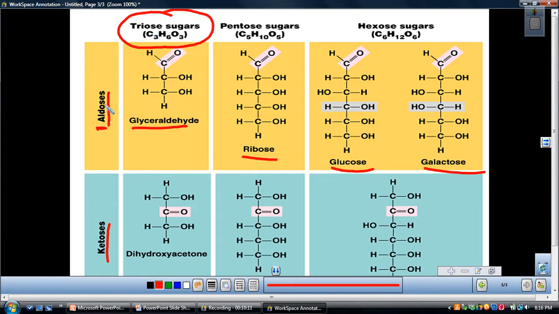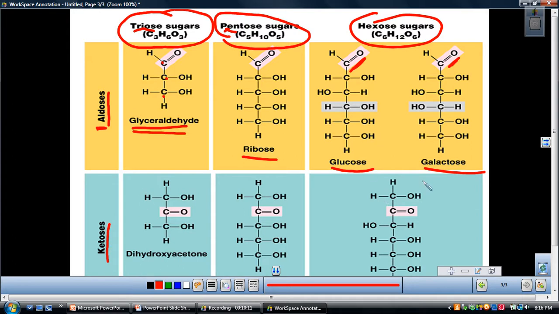Now if you look at this subgrouping, we can further subdivide them into triose aldoses. Do you see how we're breaking this up? It's an aldose because the carbonyl is on the terminal position. It's a triose because it's a 3-carbon sugar. That's glyceraldehyde. We have pentose sugars, 5 carbons. It's still an aldose because the carbonyl is at the terminal position. And then these are the hexose ones, 6 carbons, terminal carbonyl group, therefore those are aldoses.